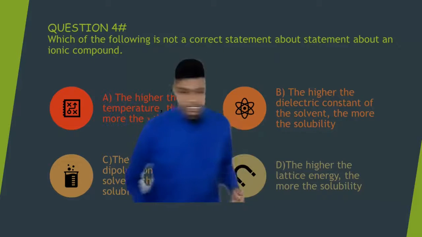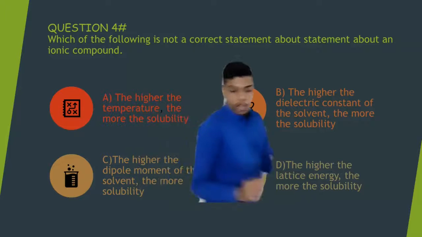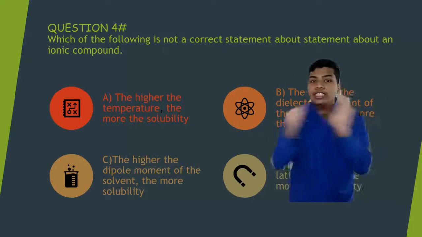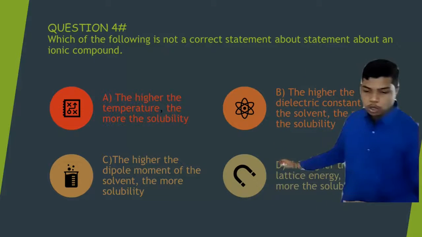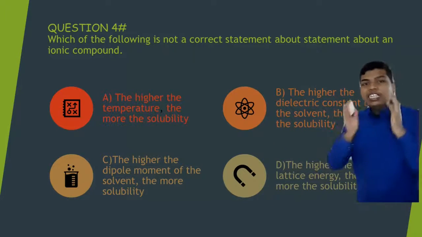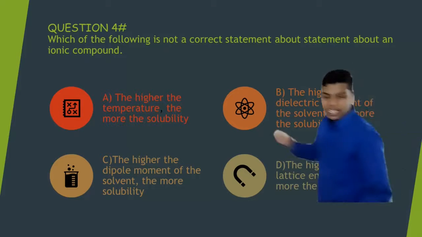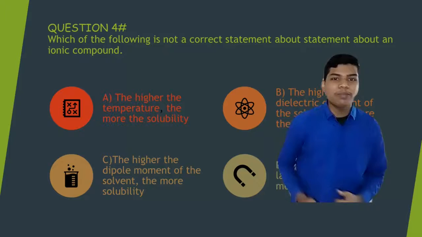The correct answer is D, friends. How D? Because they ask for the statement that is not correct, and lattice energy is inversely proportional to solubility. The higher the lattice energy, the solubility should be less. Right? That is the answer for question number 4. Let's go to question number 5.